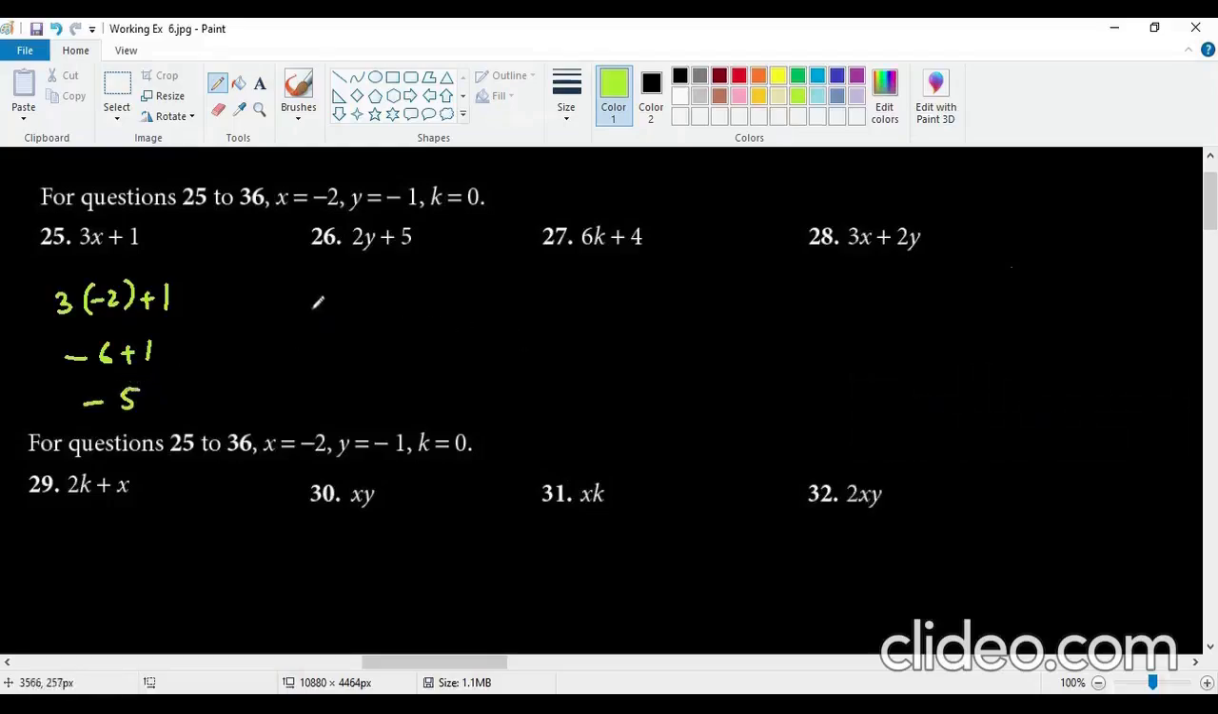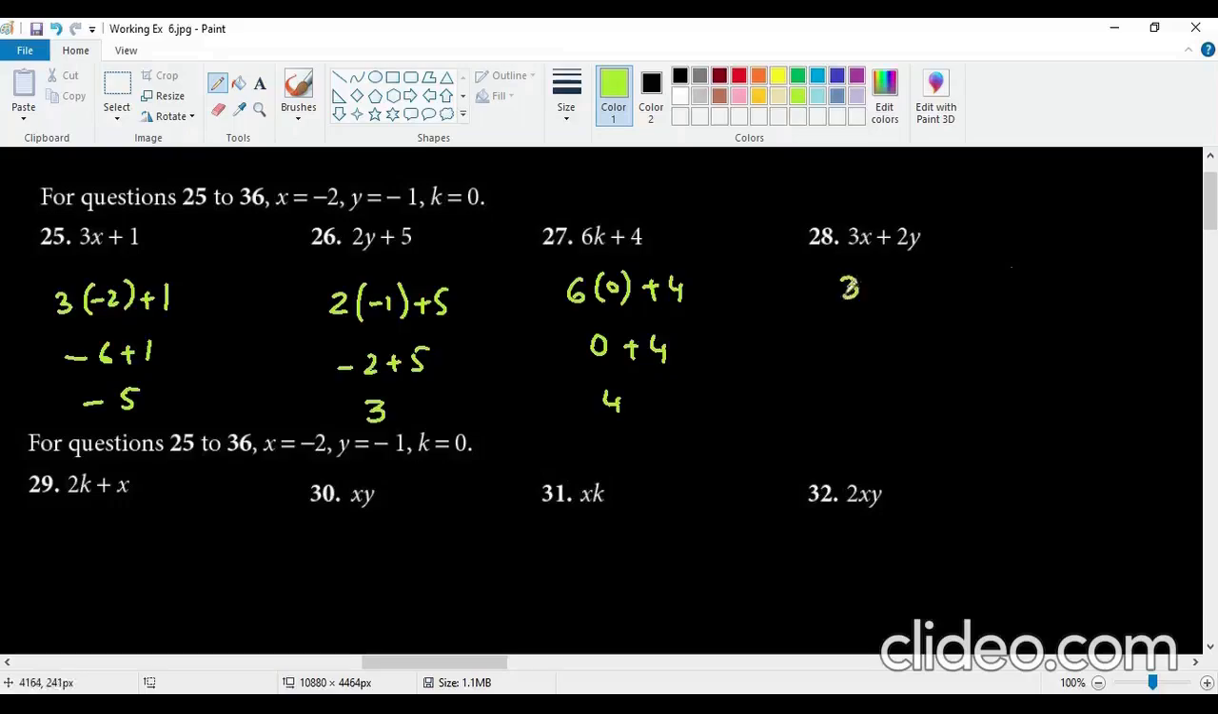When it comes to 26, it is 2 times minus 1 plus 5. Negative 2 plus 5 is going to give you a positive 3. 6 times k, which is 0, plus 4. 6 times 0 is 0, plus 4 is going to give you a positive 4 as an answer.